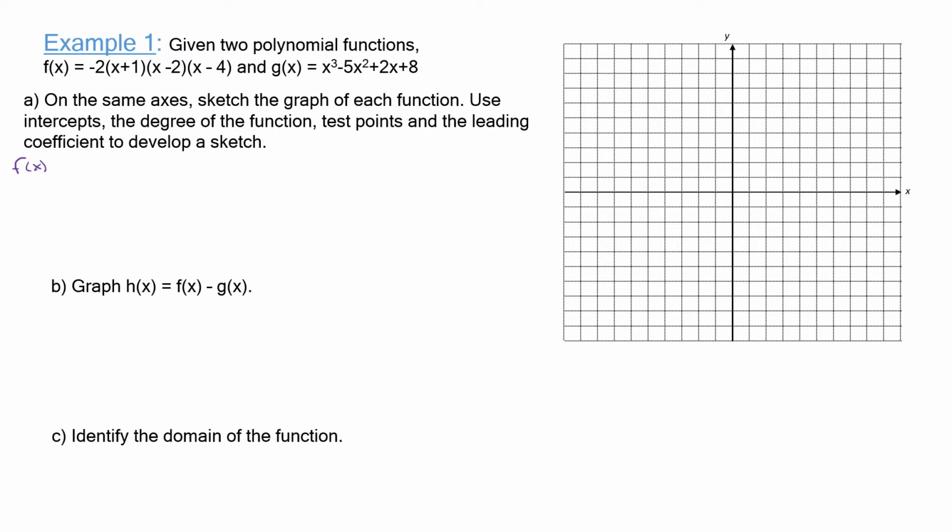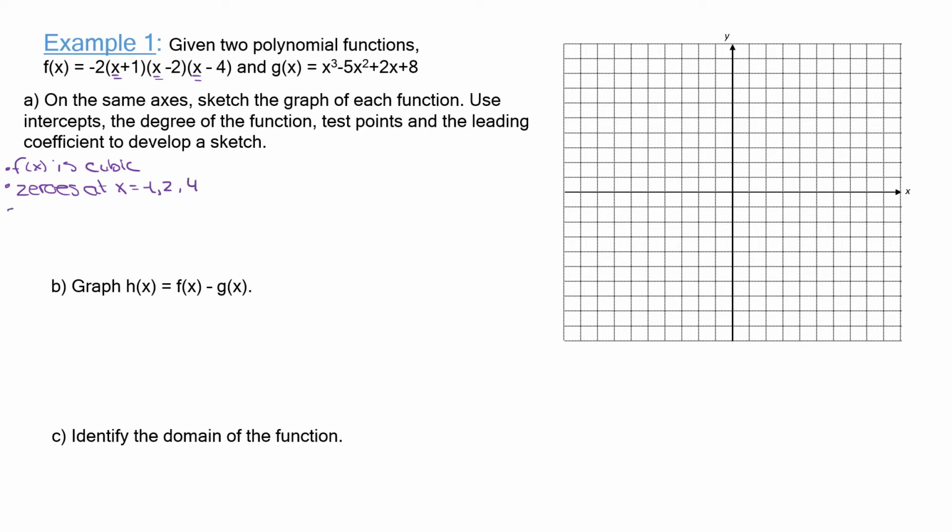So f of x, what's its degree? We look at how many x's, we've got 3 of them there. If we multiply them all together, it would be x to the power 3. So it's cubic. It's got zeros. Let me just do kind of a bullet list here. It's cubic. It's got zeros or x-intercepts. Where are they? Well, it's already factored. So zeros are at x equals -1, 2, and 4.